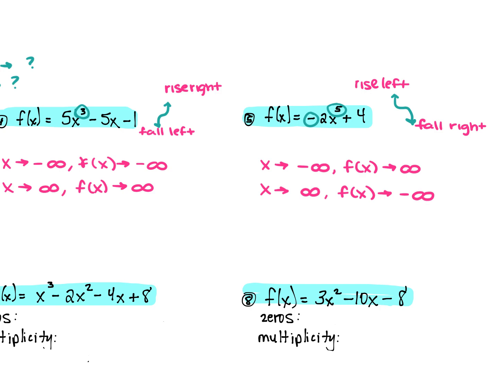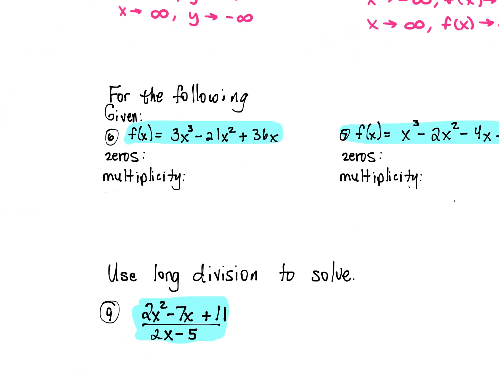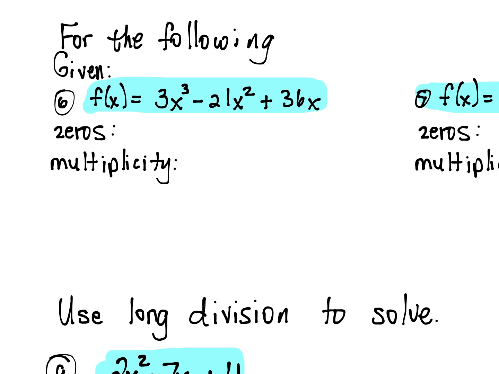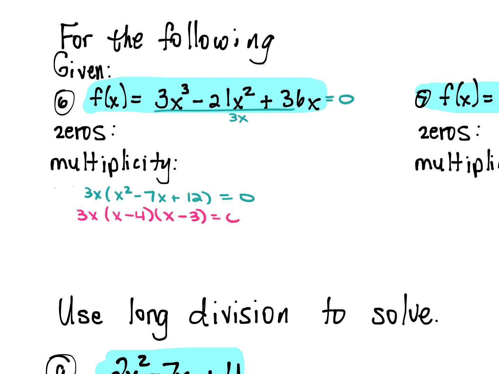For your next part, you are finding the zeros and the multiplicity if there is any. For number 6, you have f of x is equal to 3x cubed minus 21x squared plus 36x. You're going to set this equal to 0 and solve for x. If you factor out the greatest common factor first, your greatest common factor is 3x. So this is going to give you 3x times x squared minus 7x plus 12 is equal to 0. Your factors of 12 that add up to be negative 7 are going to be negative 4 and negative 3. So that's going to be 3x times x minus 4 times x minus 3 is equal to 0.